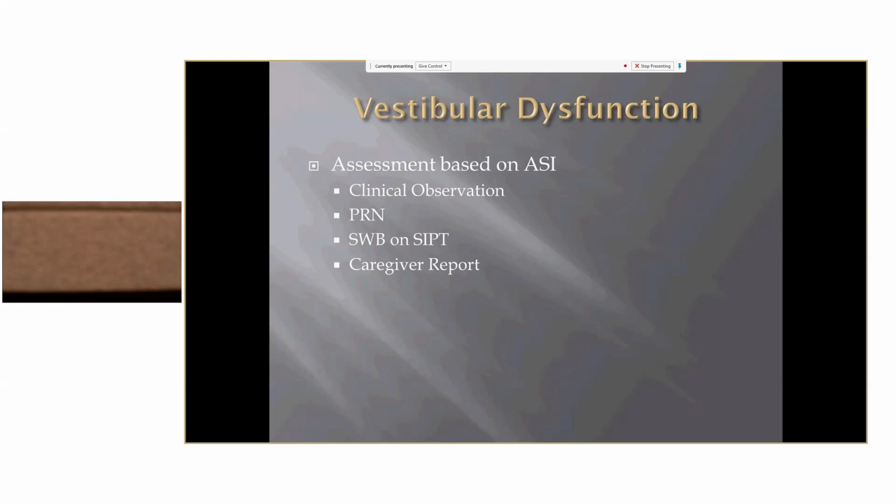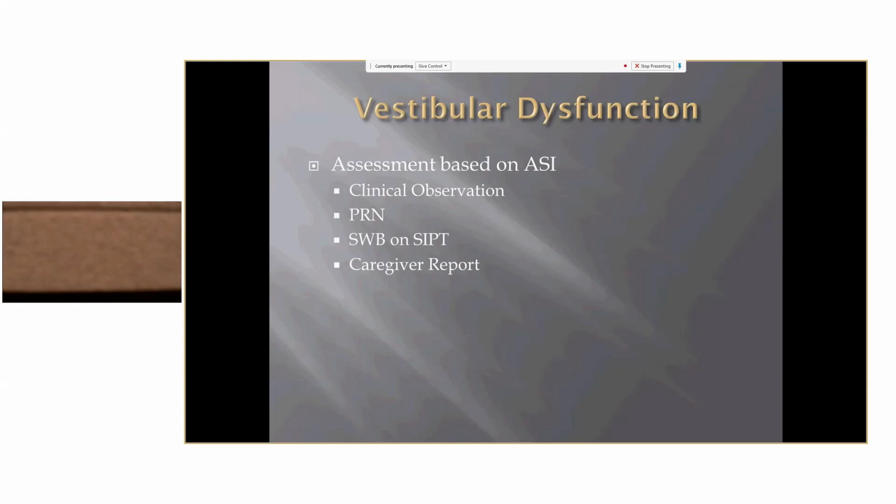And then, like I said, parent report is huge. So really talking to the parents: What are you seeing your child do at home? What are you seeing them struggle with? What is something you would like to see them do? And then looking at what things they'll do with our equipment in our activities within our setting.